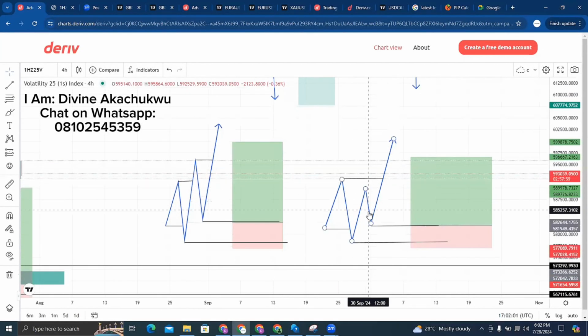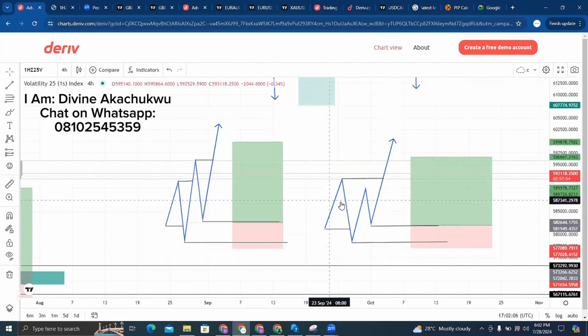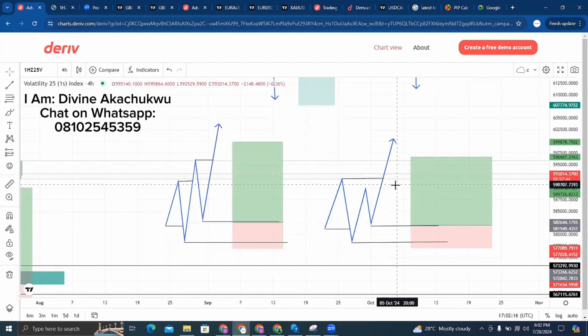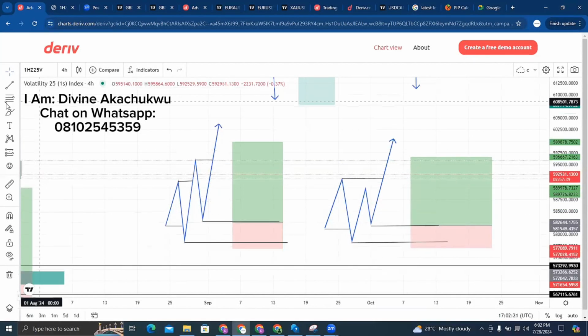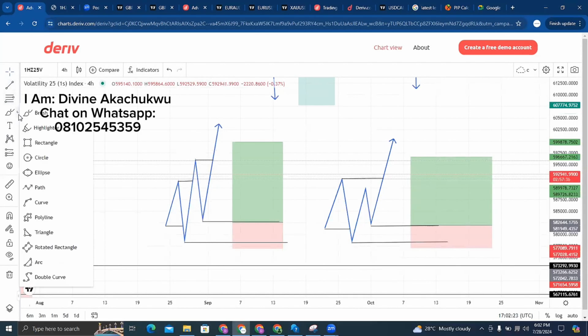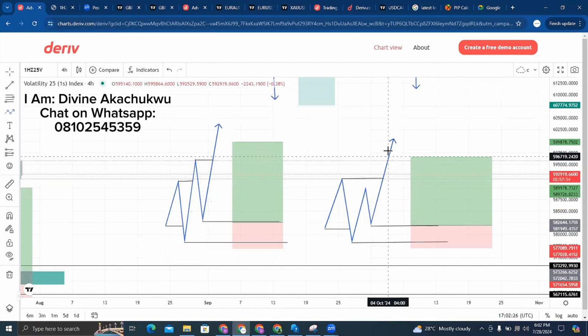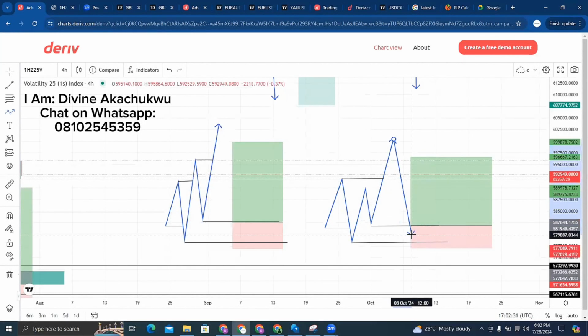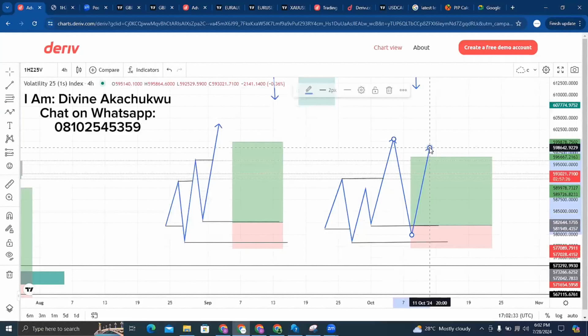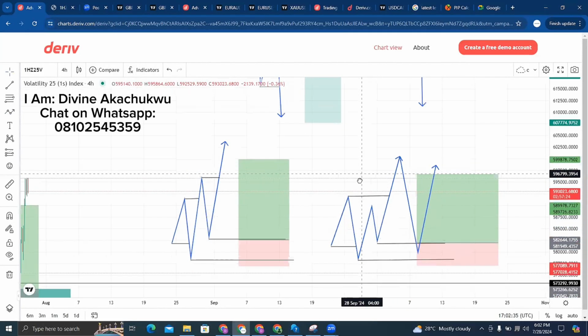So when I see this kind of thing, you notice that this one has one break of structure, this one has two. The one with two breaks of structure, there was a pullback, then the second break of structure. While the one with one break of structure, there was just a pullback before the break of structure. So we are waiting for price to come in like this, take out this inducement area, tap into our zone, then buy up. This is what we are waiting for.